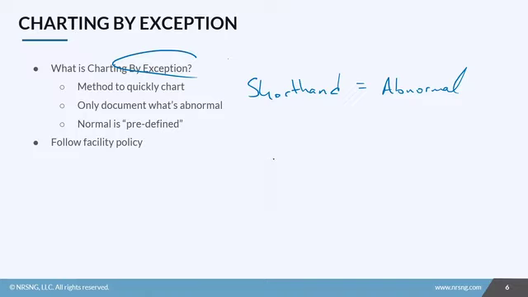So check with your facility. You also want to check with your facility whenever you are looking at what rules are applicable for charting by exception. Some say that you have to document WDL, within defined limits, in your first assessment, but all of the other assessments can be left blank because they're still within defined limits. So the big takeaway here is you want to make sure you follow facility policy when we're talking about charting by exception.